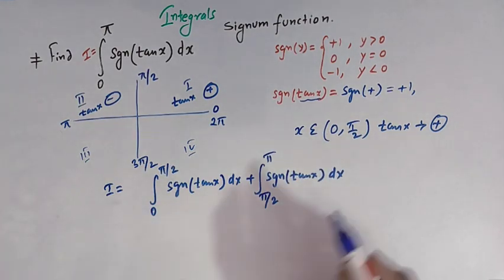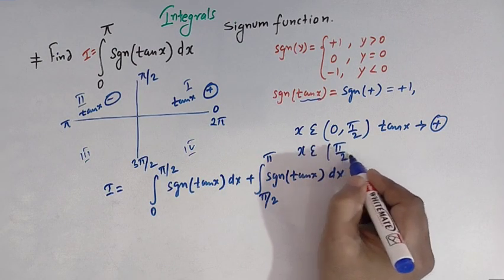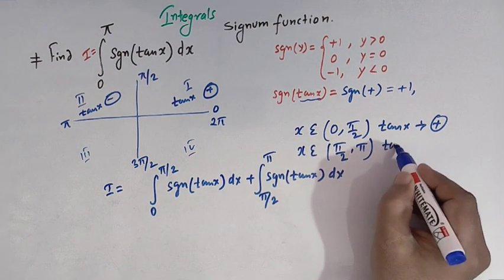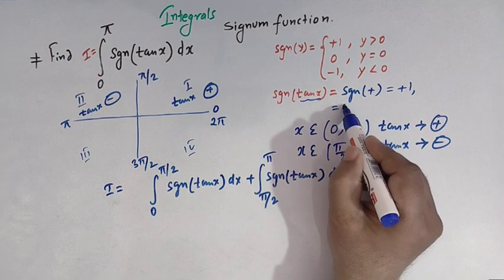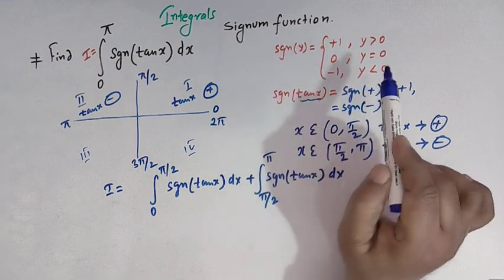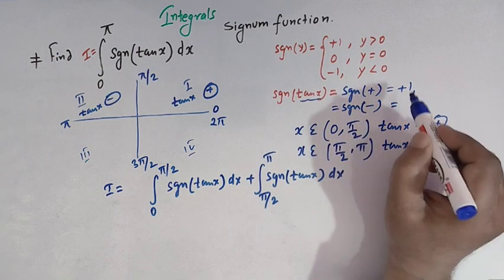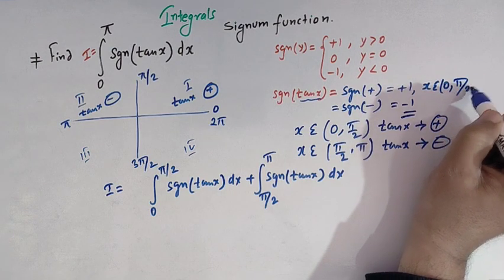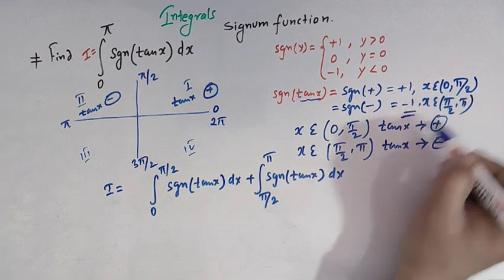Okay, now when we go from pi by 2 to pi, it means we are in the second quadrant, right? And from trigonometry we know that tan x is a negative quantity. So when tan x is negative, then from the definition of the signum function we see that for negative y, signum of y takes the value minus 1, right? So here we have minus 1. Here x belongs to 0 to pi by 2, and here x belongs to pi by 2 to pi, right?